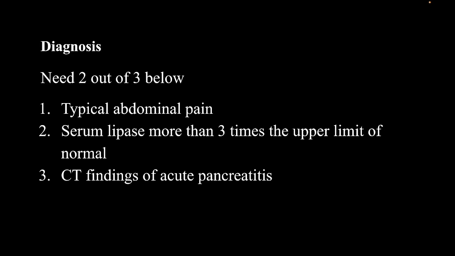So that's another possibility. The last thing, in order to make the diagnosis of acute pancreatitis, is CT findings that are consistent with acute pancreatitis. And that means fat stranding around the pancreas, a pancreas that's large and edematous. And so once again, to make the diagnosis of acute pancreatitis, you just need 2 out of the 3 below on this list. And once again, they are typical abdominal pain, amylase and lipase elevated above 3 times the upper limit of normal, and then characteristic CT findings of acute pancreatitis.